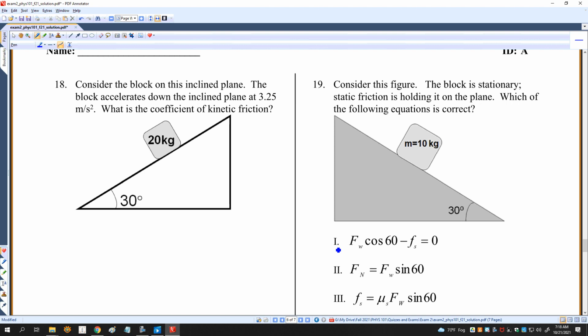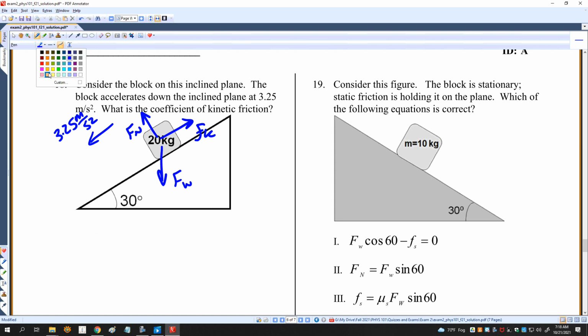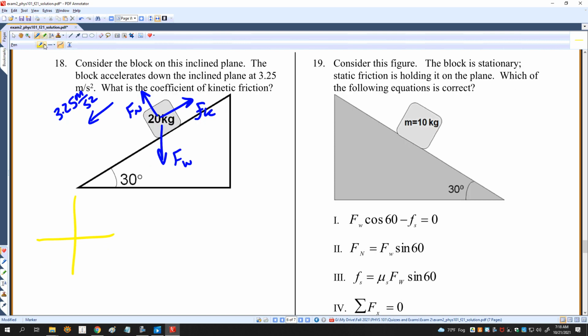Okay, so consider this block. What is the coefficient of kinetic friction? It accelerates down the incline at 3.25 meters per second squared. So I draw my force weight. I draw my Fk. I draw my normal force. And I think that's it. Yeah, that's it. So now I'm going to draw my coordinate system and resolve those vectors.